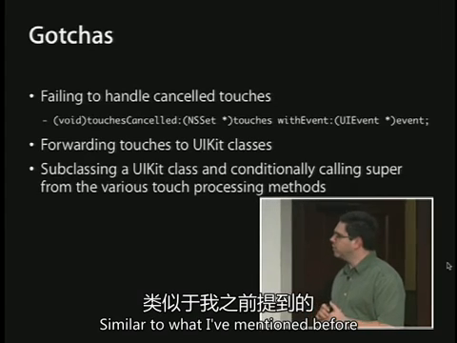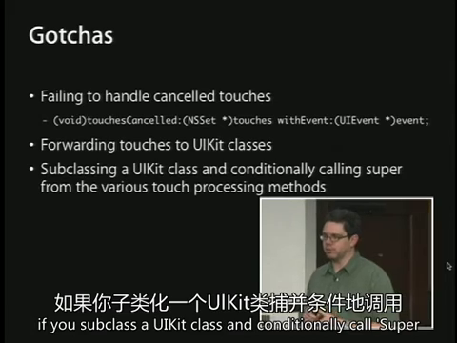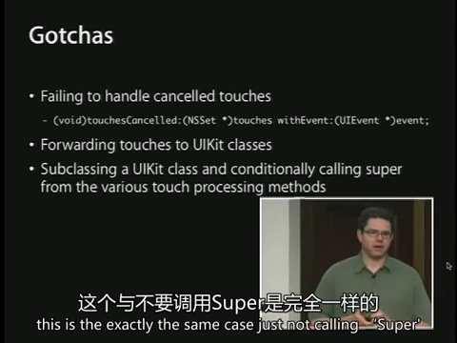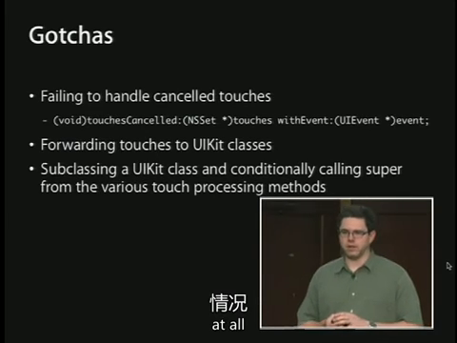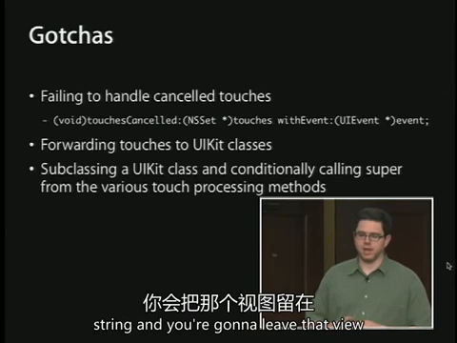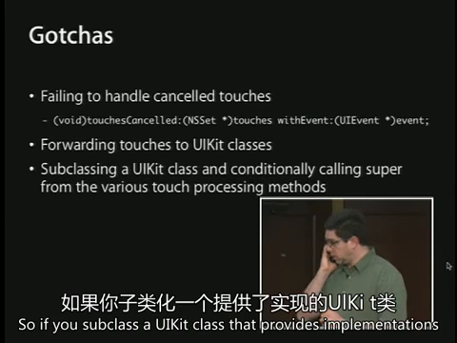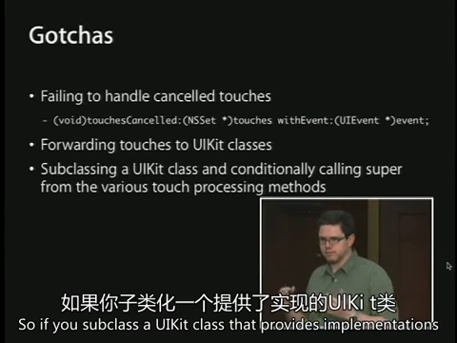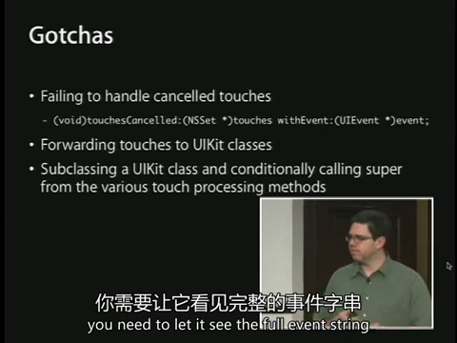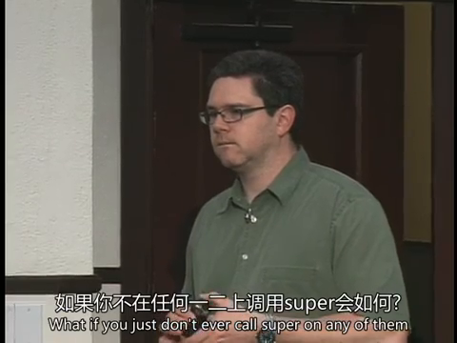Similar to what I mentioned before, if you subclass a UIKit class and conditionally call super, this is not exactly the same case as just not calling super at all. Basically, the parent class doesn't see the full event stream, and you're going to leave that view in some inconsistent state. So if you subclass a UIKit class that provides implementations, you need to let it see the full event stream. Yep. What if you just don't ever call super on any of them and you implement them all?